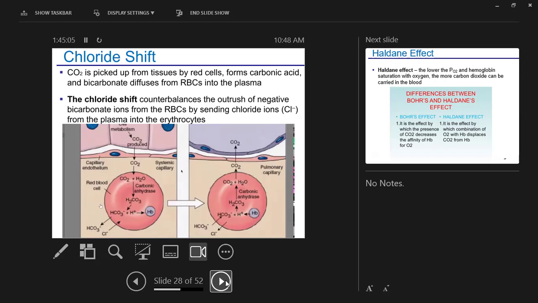Red cells are going to pick up carbon dioxide. The carbon dioxide diffuses from the tissue, here it comes, right here, going into the plasma. Here's a red cell. The red cell is going to carry a great deal of carbonic acid. H2CO3 is carbonic acid.